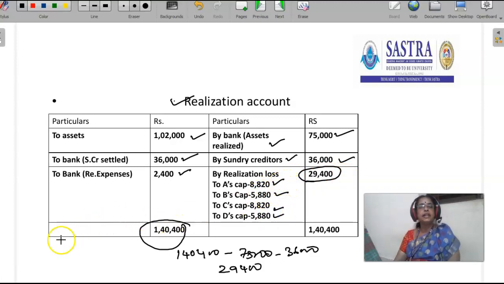Their profit sharing ratio is 3:2:3:2. So if we share the loss according to their profit sharing ratio, A's capital account should be debited with 8,820, B's capital account should be debited with 5,880, C's capital account should be debited with 8,820 and D's capital is debited with 5,880.